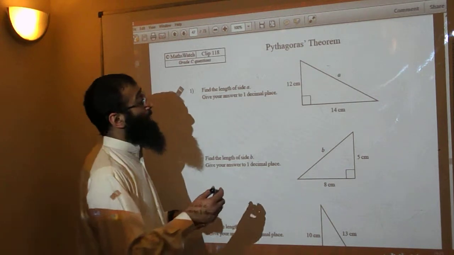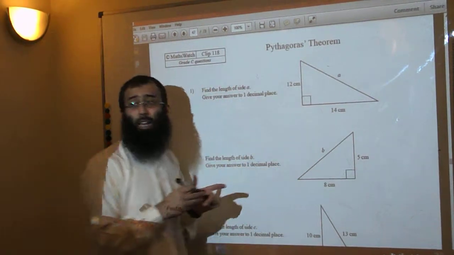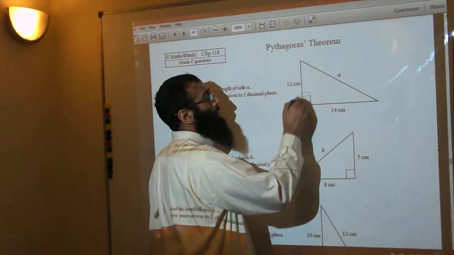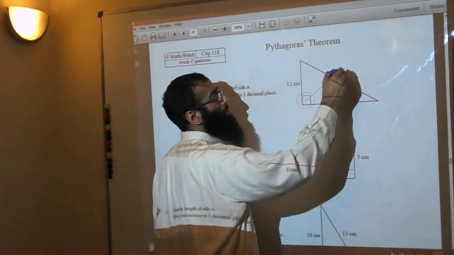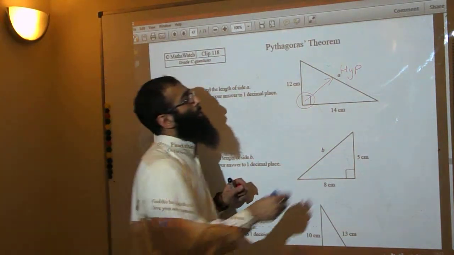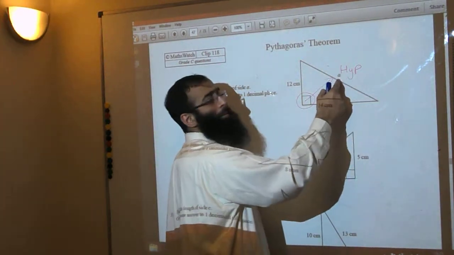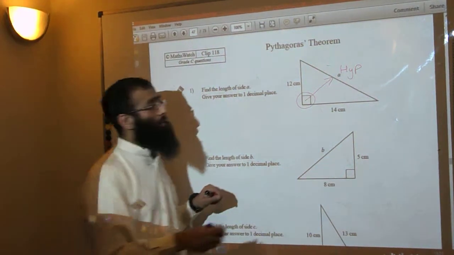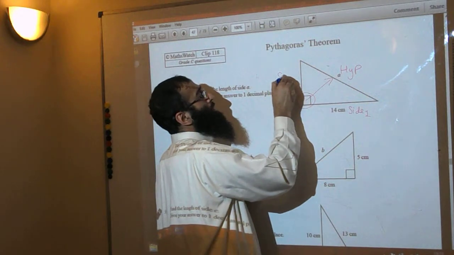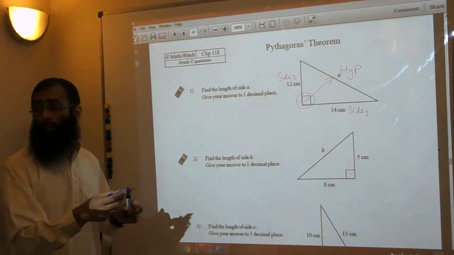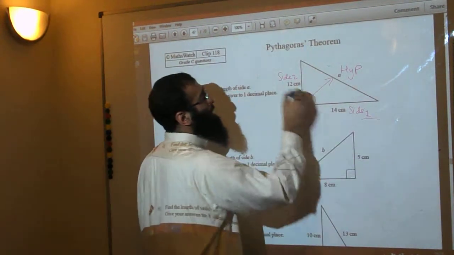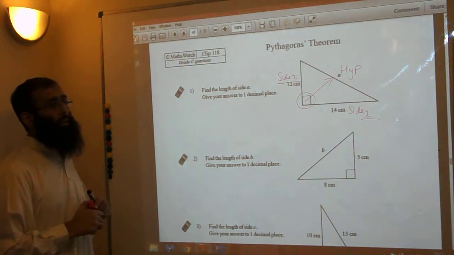First of all, let's have a look at this question, how we label it. Okay, now, opposite the right angle is the hypotenuse. The other sides we can label in any order, and they've already labeled it A anyway. This hypotenuse we can call side 1, and this is side 2.